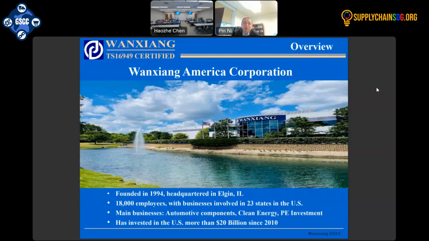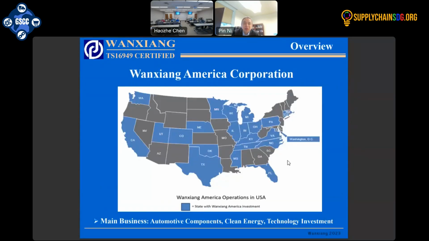Next page, please. So this is the map to show our operations. As you can see, we are pretty much in the Rust Belt area, where we have heavy manufacturing, as well as the southeast part of the United States. But we also have a few others, as I mentioned, like one of the logistics companies out of California. We also have several clean tech initiatives on the West Coast as well. Next page.